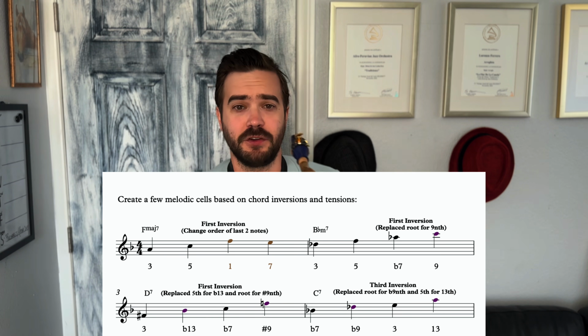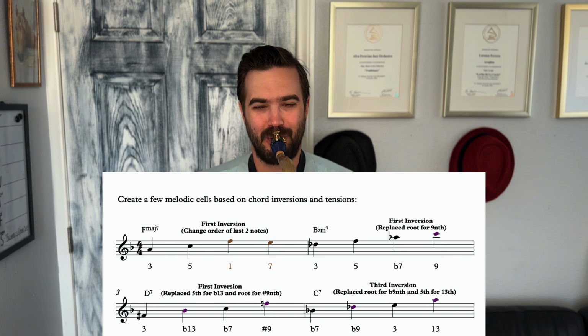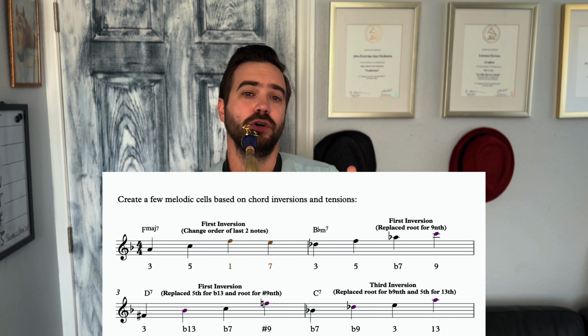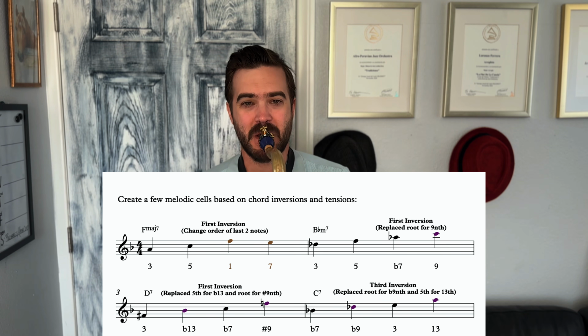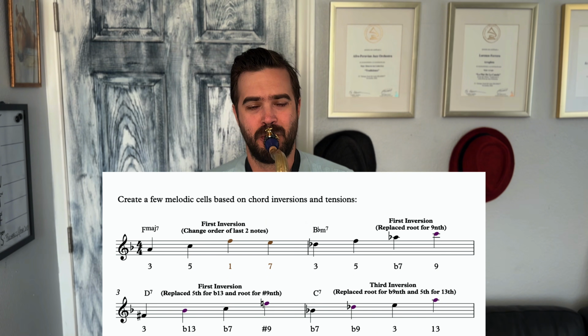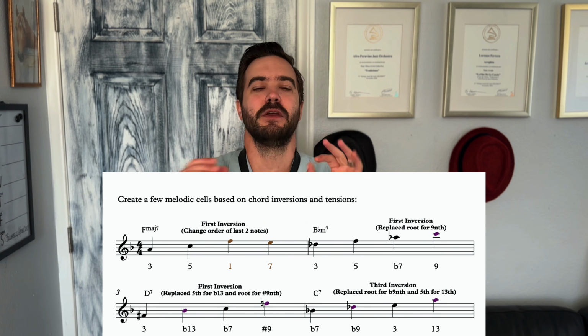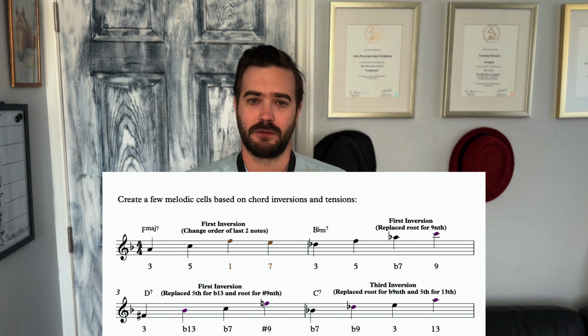Now I'll use first inversion again, but first inversion would be this. I'm going to replace the root for the 9th. So I'm going to grab that B flat and use a C instead. Pretty much sounds like a major 7 chord, right? But in the context, it's going to be this beautiful minor 7 chord with the 9th. Okay, great. I have 2 melodic cells there for major and for minor.